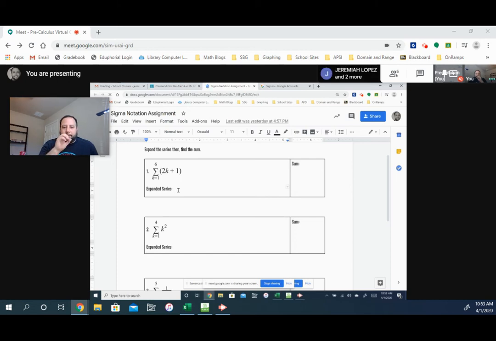and then plus, and then I plug 2 in. So 2 times 2 is 4, and then 4 plus 1 is 5, and then plus, and I plug in 3, right, and so forth. So you just type in the expanded series here, and then once you have all those terms, you add them all up, and you type in the sum in this box.